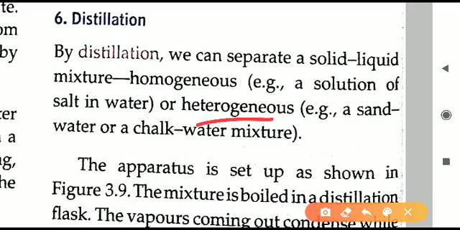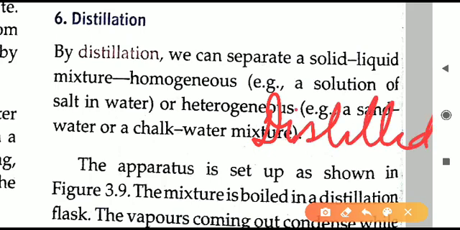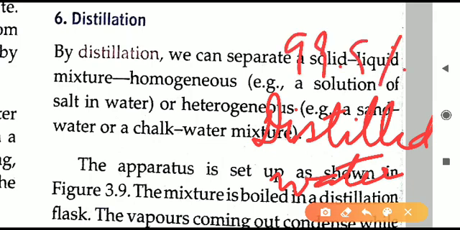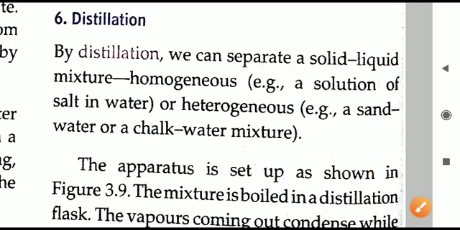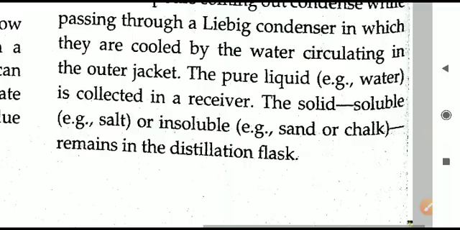Next one is a heterogeneous mixture, like sand and water can be separated by distillation, or chalk and water can be separated by distillation. Many times you would have heard, if you have not done it, that in the chemistry lab we are using distilled water, that is almost 99.99% pure water. It is not having any impurities. By the distillation process, water has become purified. We are using this in the chemistry practicals, in the lab experiments, so that impurities do not affect our reactions.